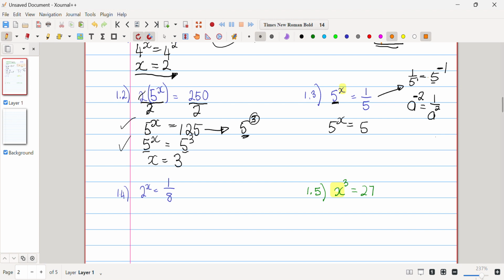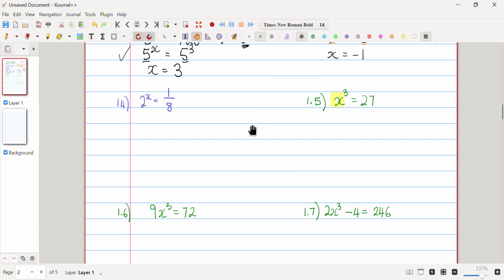So this is what I am looking for over here. So I'm going to write this over here, to the power of negative 1. And that is how I get the same base. And then step 2 is done, so I can just make my exponents equal to each other. x is equal to negative 1.